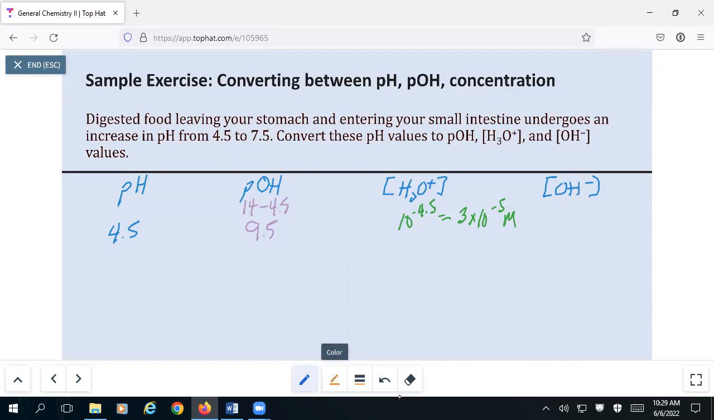So by that same logic, 10 to the negative 9.5 is the concentration of hydroxide, which would be 3 times 10 to the negative 10th. So those were the concentrations of all of those species in your stomach.